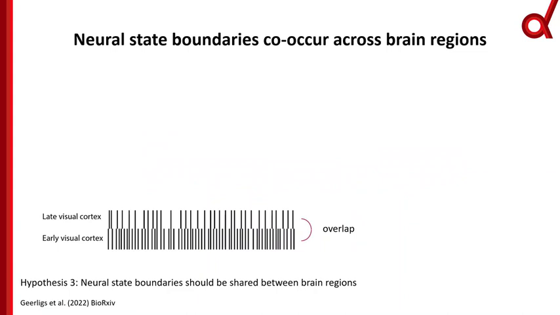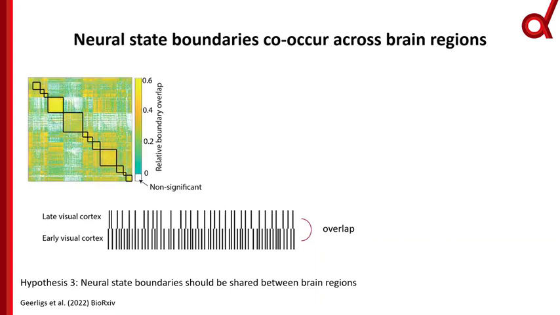So third, we tested the co-occurrence of neural state boundaries across brain regions. For each pair of searchlights in our data, we looked at how these neural state boundaries overlap between the different pairs. Here I'm showing you a searchlight by searchlight matrix. We have all the searchlights in the brain on the X and Y axis, and the pairs of searchlights that are colored show very significant overlap across brain regions. The ones that are white do not show significant overlap. So we found overlap between these boundaries for nearly all pairs.